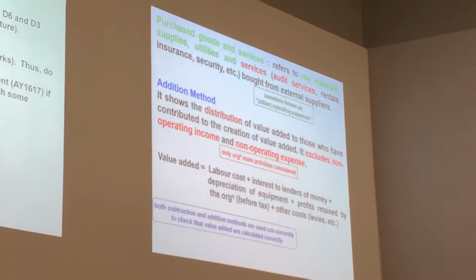Then after that, goods. What are goods and services? These are examples of goods and services. Alright?